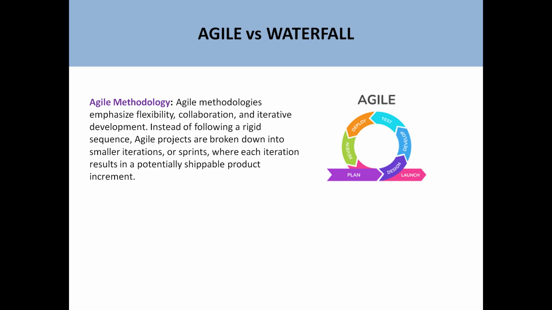We divide the project into smaller chunks called iterations or sprints, and each sprint normally has a time period of 3 to 4 weeks. At the end of the sprint, a potentially shippable product increment is done. Basically, a sprint is a 3 to 4 week time period in which we do the planning, designing, development, testing, deployment, and review with the customer.